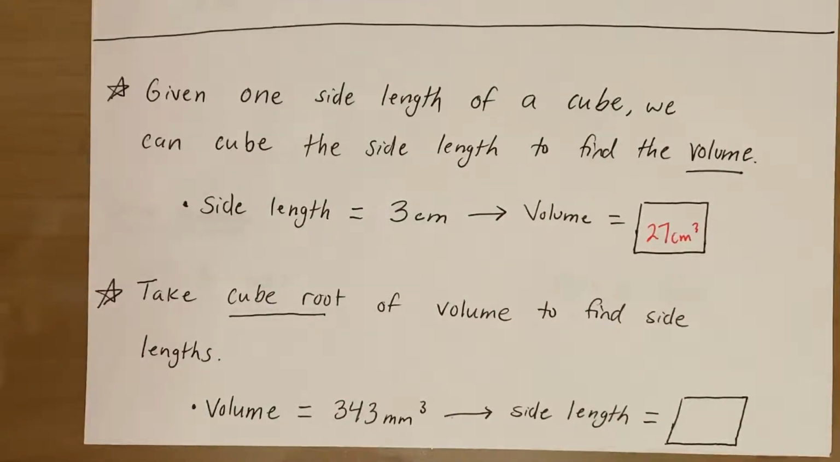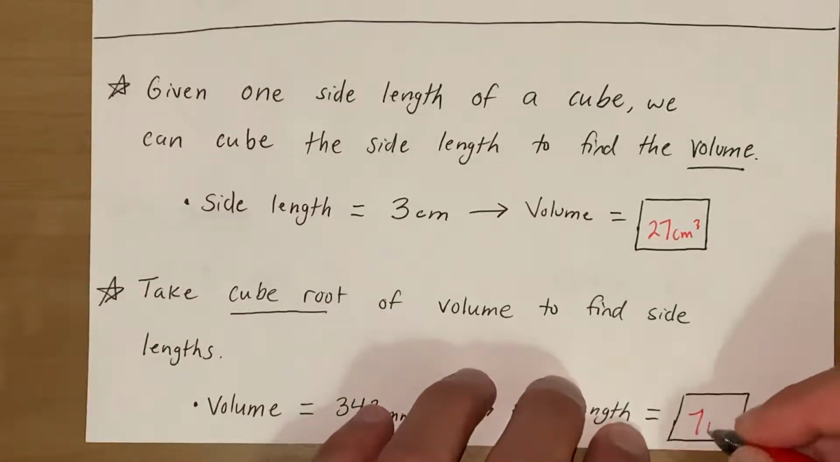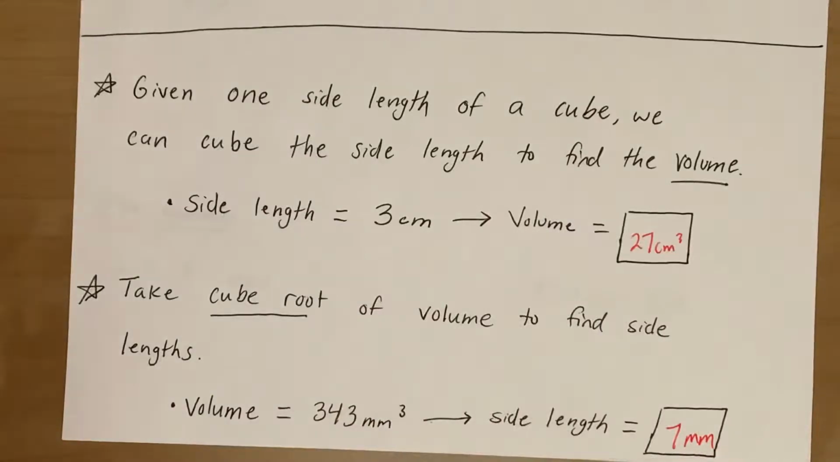All right, just like the square root, it works backwards. We can take the cube root of the volume to find all of the side lengths. So this tells us our volume is 343 cubic millimeters. So we take the cube root of that, and that gives us 7 millimeters.